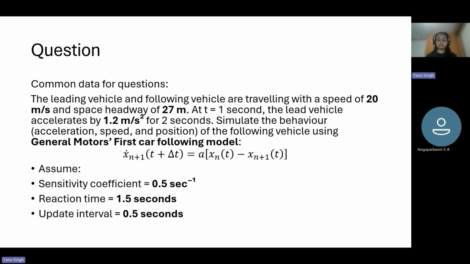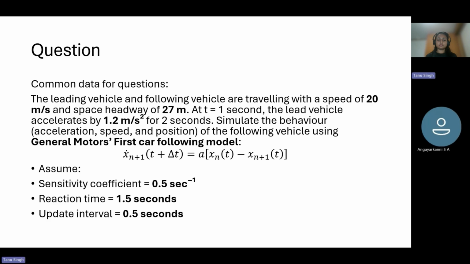At t equals 1 second, the lead vehicle accelerates by 1.2 meters per second squared for 2 seconds. Simulate the behavior, that is acceleration, speed and position, of the following vehicle using the General Motors first car following model, and assume sensitivity coefficient as 0.5 per second, reaction time 1.5 seconds and update interval 0.5 seconds. This is the common data for the series of questions.